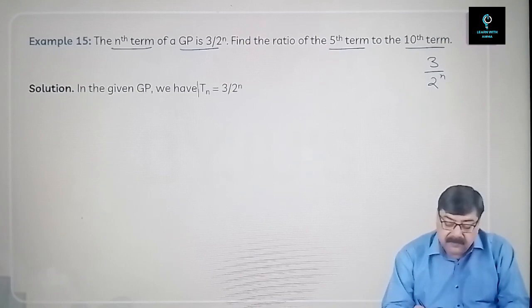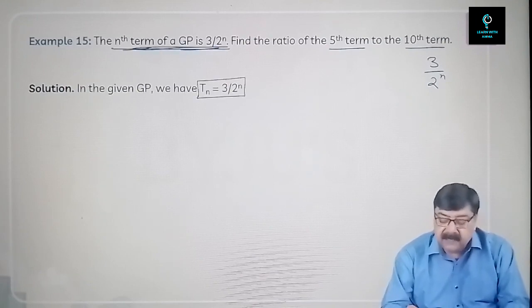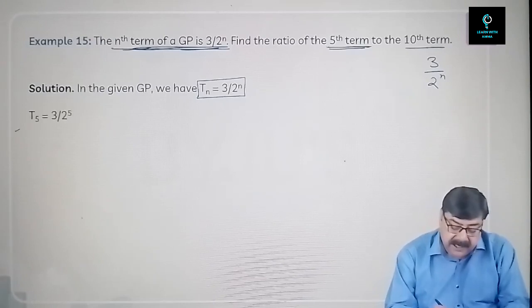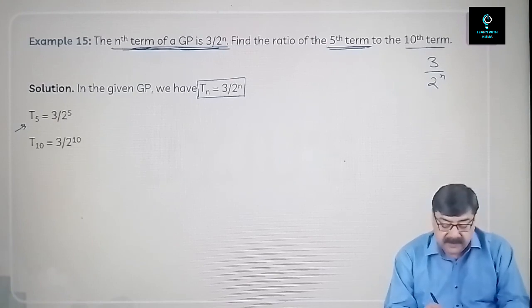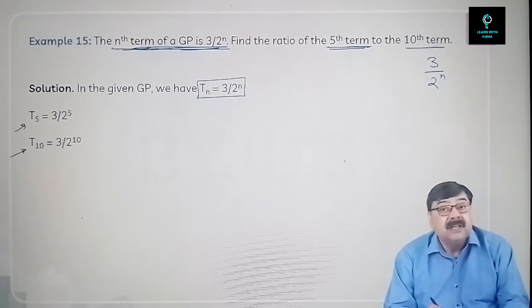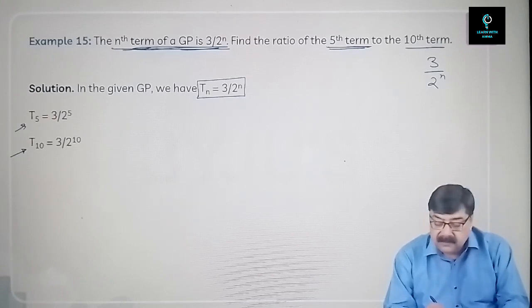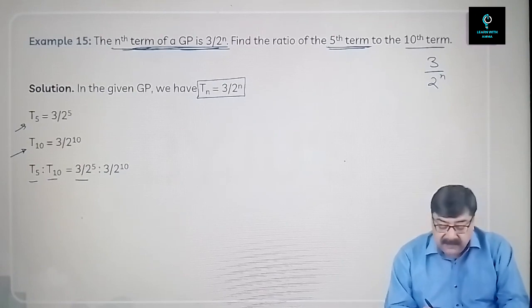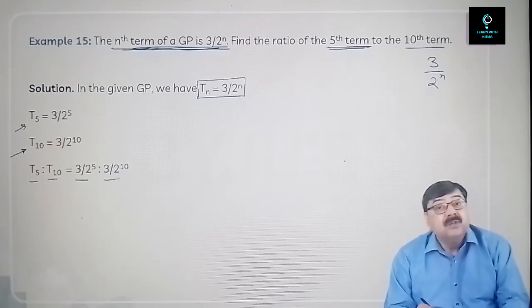So the value of nth term here is given to us as 3 by 2 raised to n. The fifth term here shall be 3 by 2 raised to 5. And the 10th term here is 3 by 2 raised to 10. So the ratio of these two terms, that is T5 is to T10, shall be 3 by 2 raised to 5 is to 3 by 2 raised to 10.